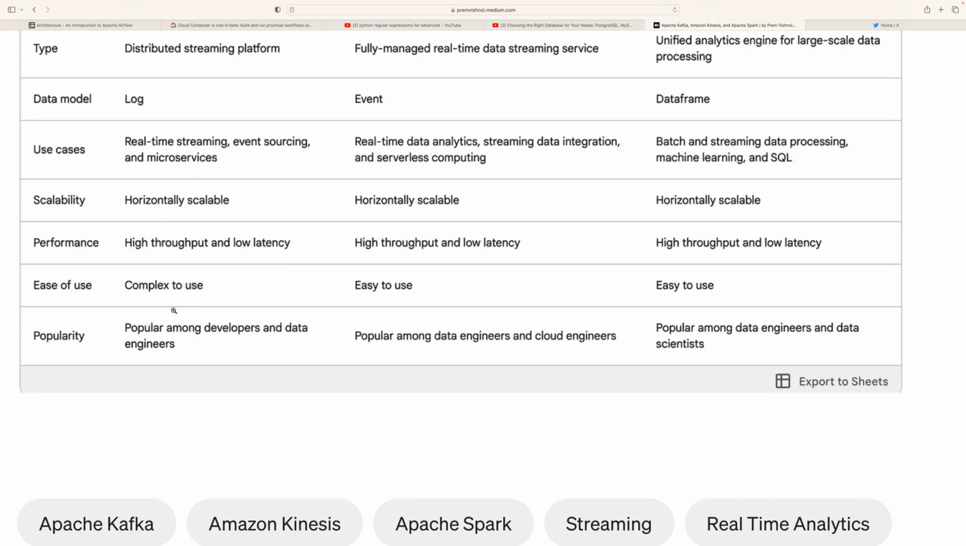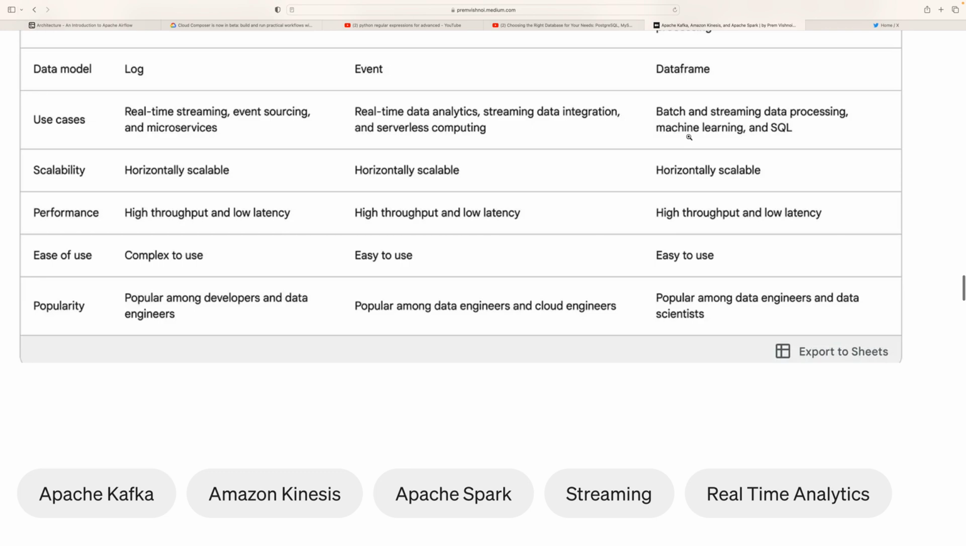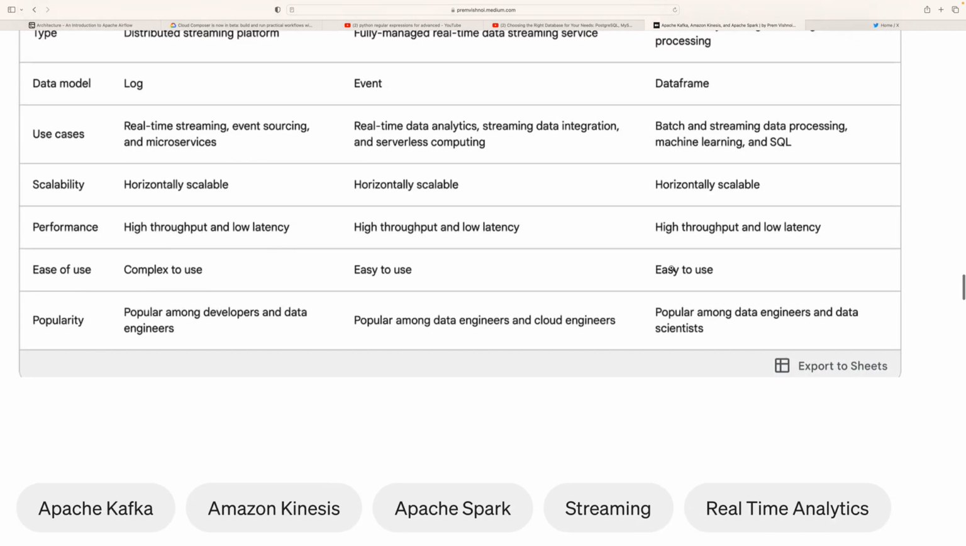Ease of use: Kafka is a little bit complex to use, Kinesis, they say, is easy to use, and Spark is very easy to use. Popularity-wise: popular among developers and data engineers, popular among data engineers and cloud engineers, popular among data engineers and data scientists.